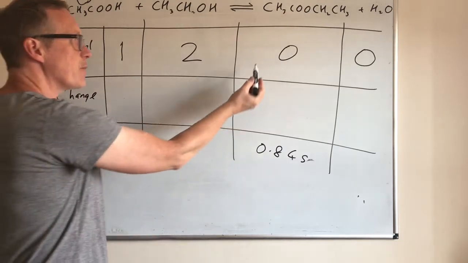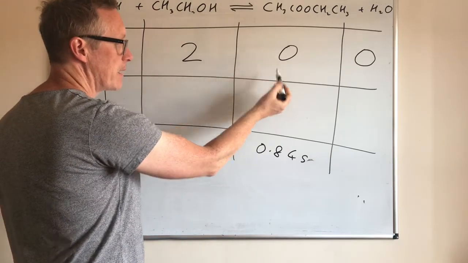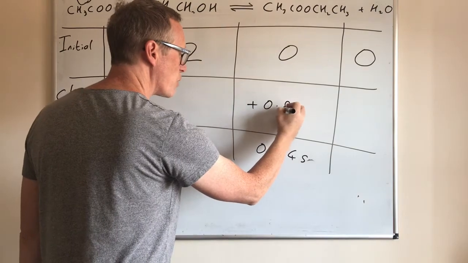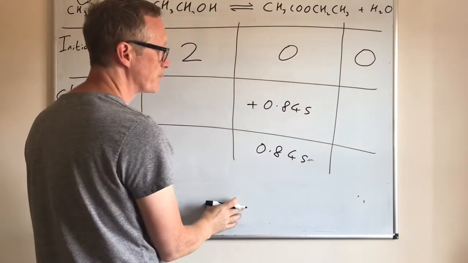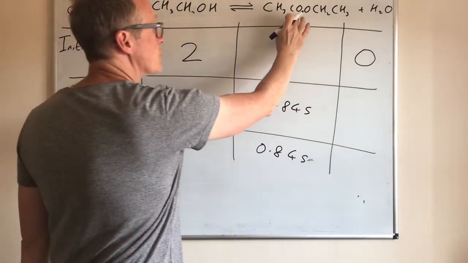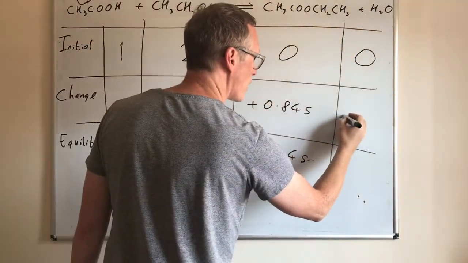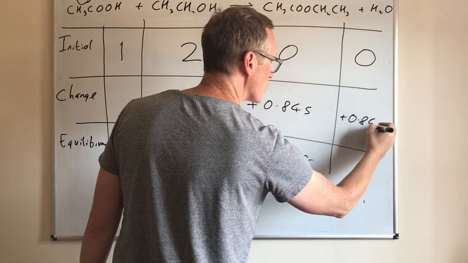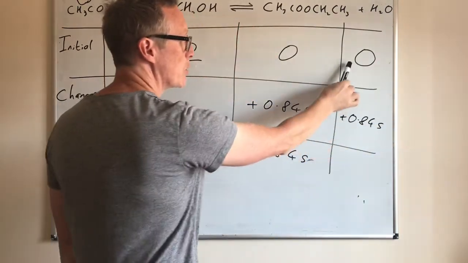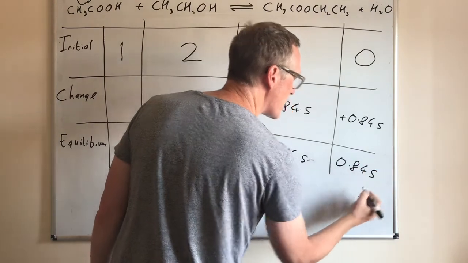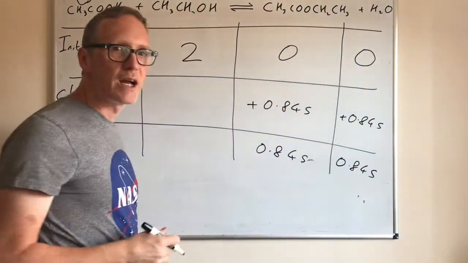You see, if there was no ester at the beginning and now there's this much ester, then the amount of ester has gone up by that much. Well, since this is in a 1-to-1 ratio, I must also have gone up by the same number of moles with respect to the water. 0 plus this number gives 0.845 moles, and I know the number of moles of water at equilibrium.